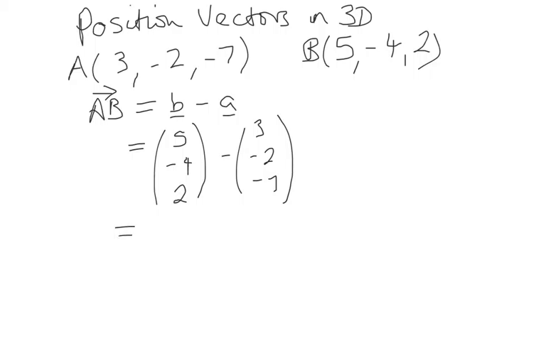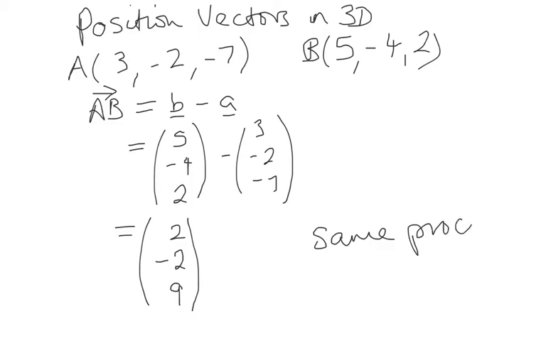5 subtract 3 is 2. -4 subtract -2 means -4 add 2, which takes us to -2. And 2 subtract -7 means 2 add 7, which is 9. So this is the same process as for 2D vectors.